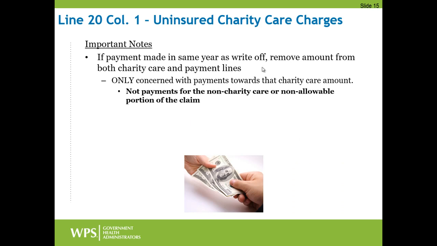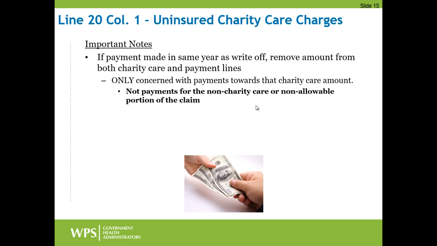Now, I said earlier as well that if the payment is made in the same year as the write-off, then neither the charity care or the payment should be included. They should both have been removed. They cancel themselves out. So the only payments we're looking for are for charity care charges that were written off in a previous year, but now they're paying. So we're reversing, just like a bad debt recovery, it's reversing prior year bad debts. We're only concerned with the payments toward that charity care amount.